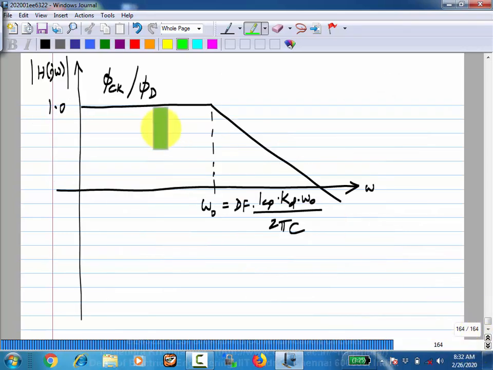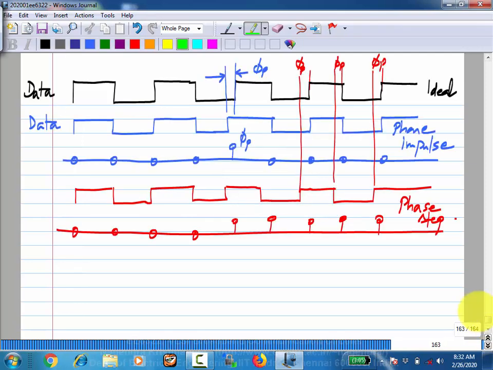What is the meaning of this DC gain being 1? What is your interpretation? What's that? Yeah. So let's say you apply a phase step like this. That is, you have the data, and let's say the CDR has locked. The clock edge is in the middle of data. Then you advance all the data edges by a certain amount. That is, one of the data edges moves to the left, and then all of them move to the left by the same amount. The cycle time is the same after this. Okay. So then what will happen?